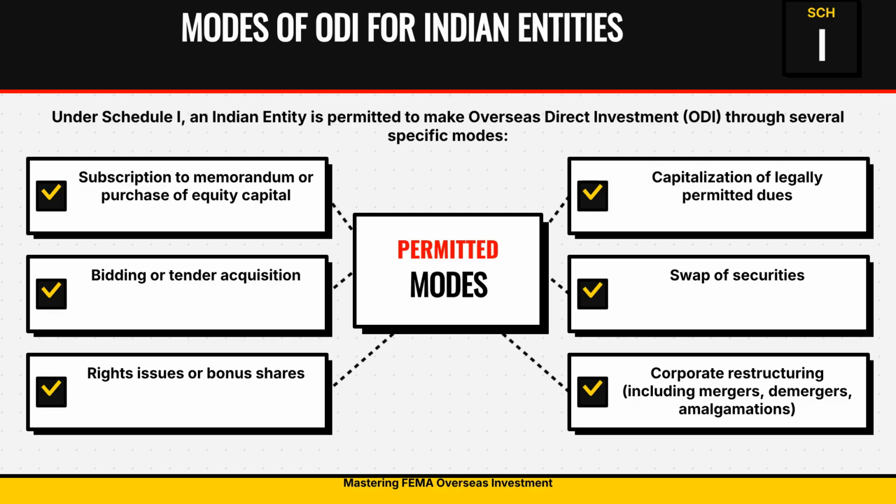These include subscribing to equity capital, purchasing equity, acquiring shares through bidding or tender processes, participating in rights issues and bonus issues, capitalizing legally permitted dues, swapping securities, and acquiring interest through mergers, demergers, or amalgamations. Notice a common theme. Every mode ultimately results in ownership or participation in the foreign entity. FEMA permits flexibility in how ownership is acquired, provided the method is transparent, documented, and compliant with regulatory requirements.